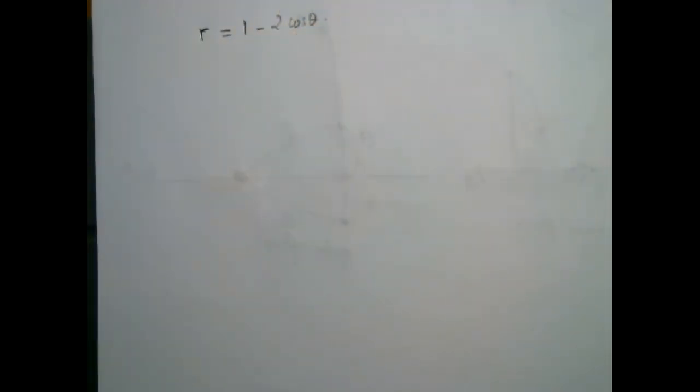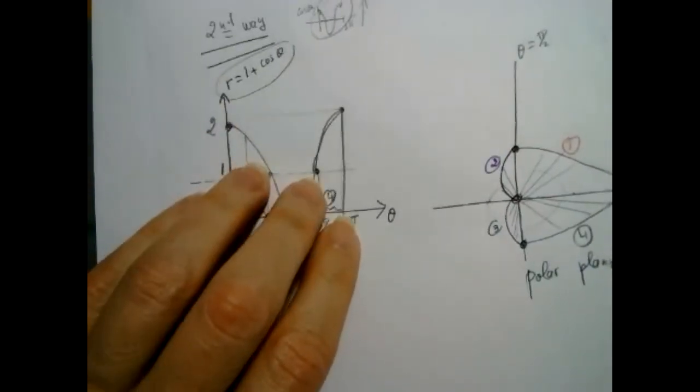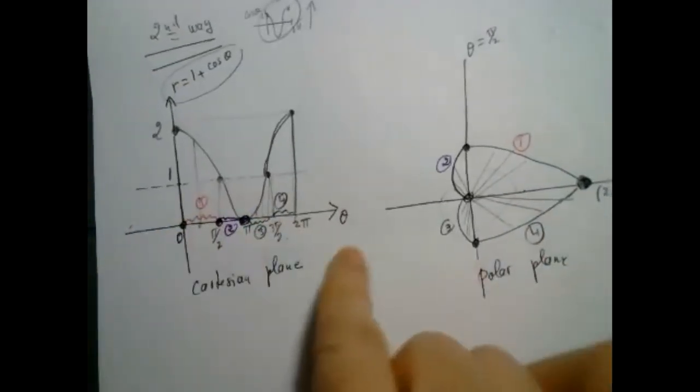1 minus 2 cosine theta, okay? So I'm going to again draw two graphs. The first one will help me figure out how R is changing with theta, and then I will use it to move here. So R equals 1 minus cosine theta.